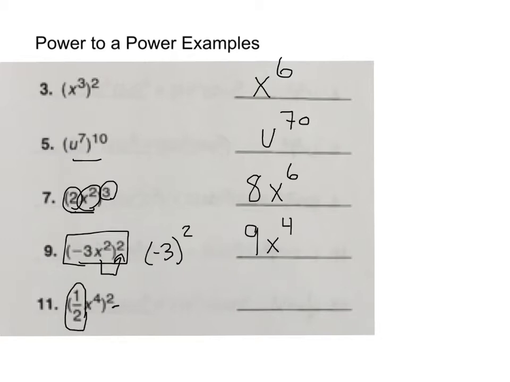Okay, on this problem, you've got 1/2 squared. That's 1/2 times 1/2, which is 1/4. And then you've got x to the 4th right here being squared. So you do 4 times 2, which is 8. So it'd be x to the 8th. The people at home are going to be impressed with y'all's ability to do 4 times 2 so fast.